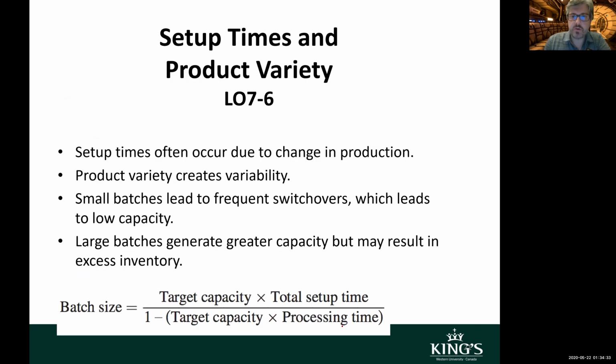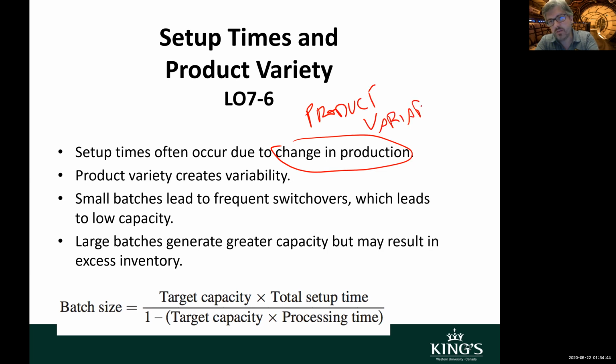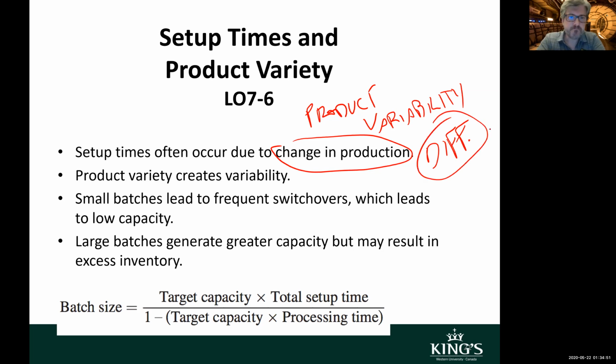So setup times often occur due to a change in production. In other words, this is increasing product variability. This is a differentiation type of strategy. Small batches lead to frequent switchovers, which leads to low capacity, which is okay if you're trying to create value for your client, if you're trying to create differentiation, if you're trying to make something unique. A product that is customizable, a service that is customizable, you can charge more for it. And as we've seen before, large batches generate higher capacity, but may result in excess inventory.